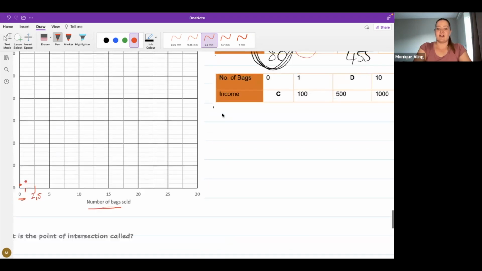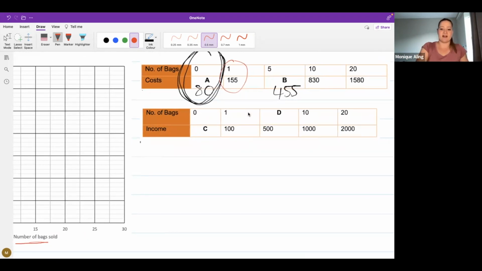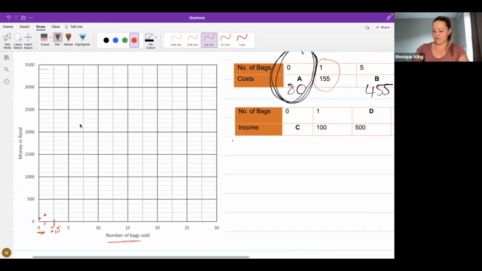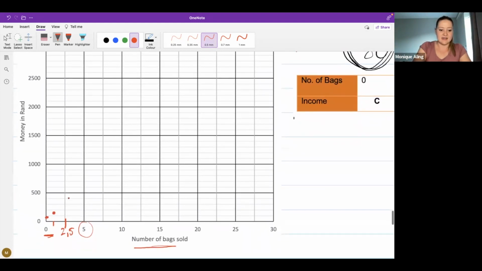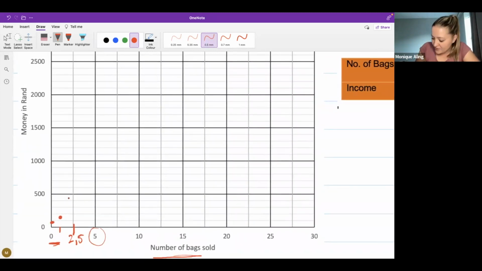Okay, then, sorry, the next one is 5 and 455. So we look for 5 over here, and 455 will be... we know 400 is just under 500, so 455 will be just past the middle.